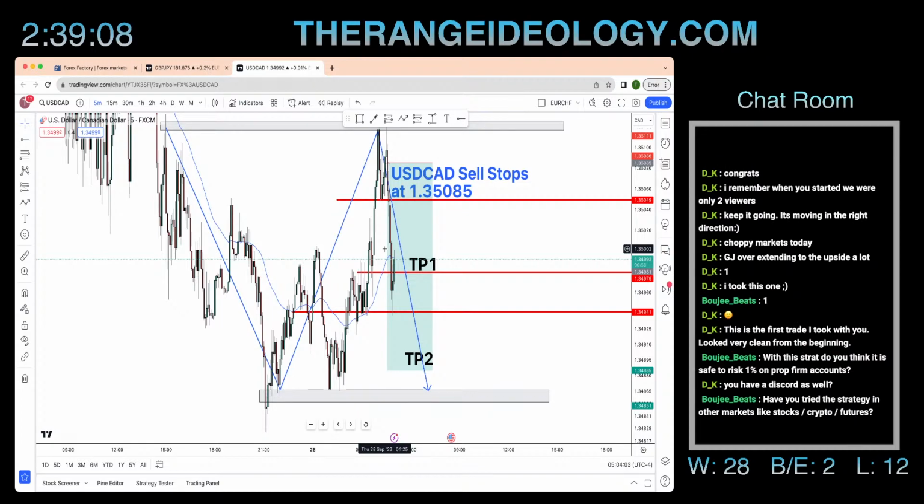Okay, great question. Have I tried the strategy in other markets like stocks, crypto, futures? Initially I did, but I wouldn't say more than a month, less than a month. So I can't fully say if it works in those industries or not. I have tried with gold as well, and US 30. But those pairs are too volatile for the ranges to work.